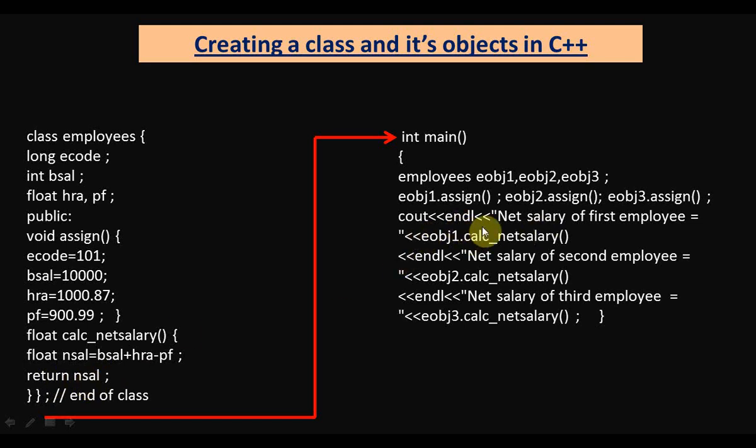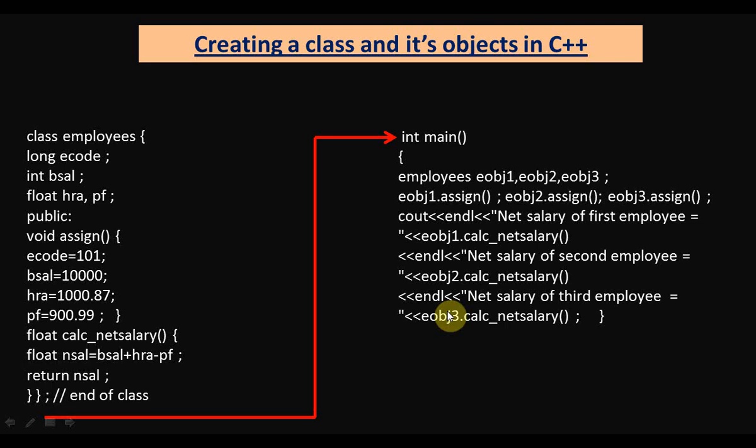So the output would be like this: net salary of first employee is equal to whatever net salary will be returned. Similarly, the same stream is continuing. Net salary of second employee is equal to will be printed as it is, eobj2 dot calc underscore net salary. Again the same method, calc underscore net salary, will be called. Return data type is float. Net salary will be calculated, that will be printed here. And again in the same stream, net salary of third employee is equal to will be printed as it is, and eobj3 dot calc underscore net salary. Again control will come to this place, but this time the net salary of which object? Third object, that is third employee, will be calculated. So far so good, great job.